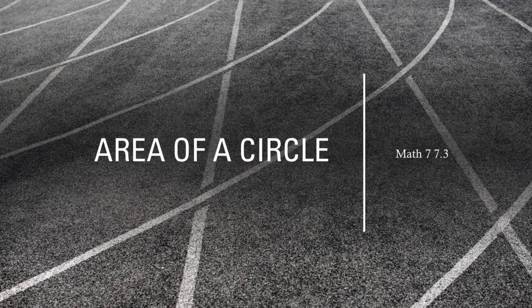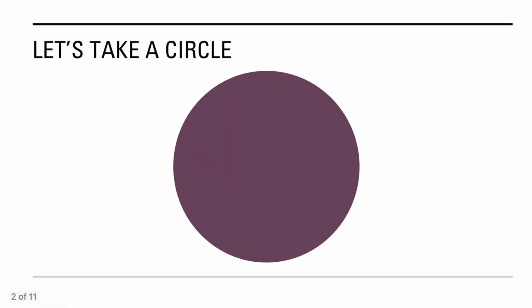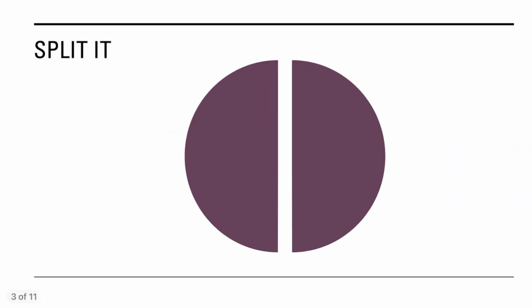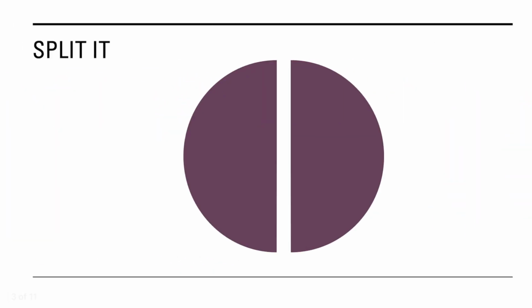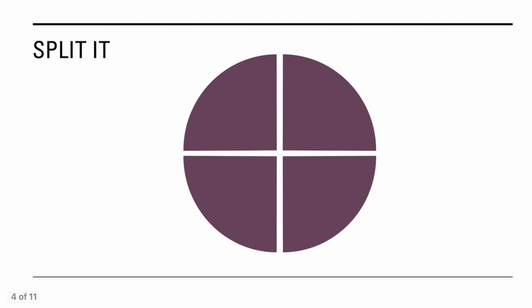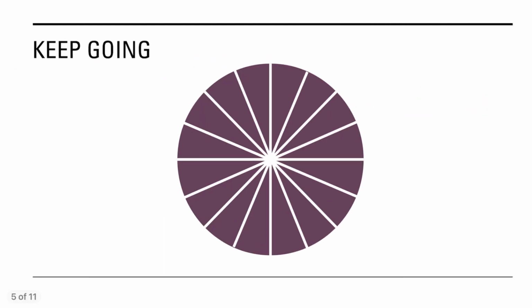This video is going to introduce the area of a circle and where that formula comes from in a basic sense. To start with, let's just take a circle and split that circle in two parts. Now we have two semicircles, and then we're going to keep doing that. We split it again, so we have 4 slices. And then let's just keep going. You can do this as many times as you like.